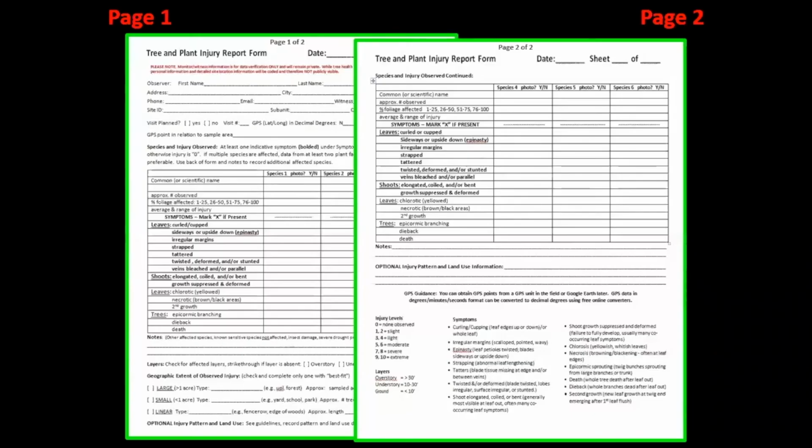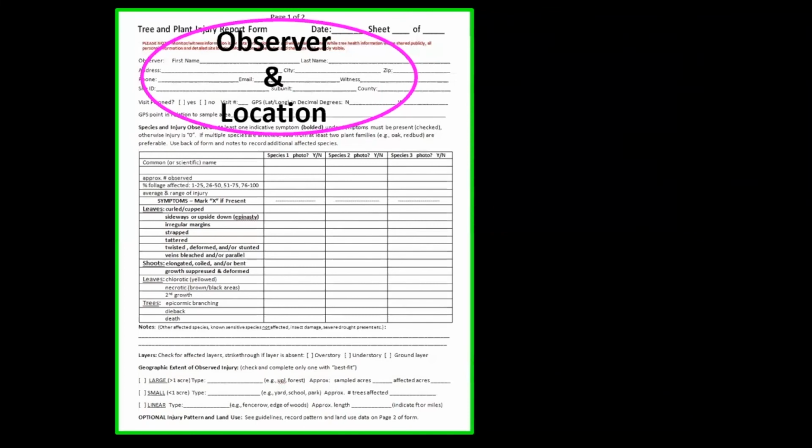We are going to take a look at the form specifically now, and we're going to first do a quick overview. The form is 2 pages, front and back. So one sheet has a front and a back, page 1 and page 2. So we'll look here at page 1 initially. And basically, this form can be divided into 3 different sections. The first section is on observer and location information. We'll talk about the details of that later. The second section gives you an opportunity to record whether or not symptoms are present or whether they're absent.